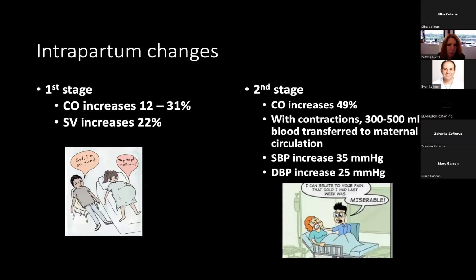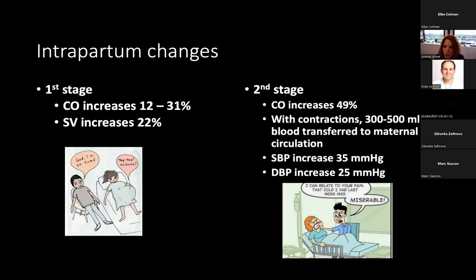In terms of the intrapartum changes, in the first stage of labor, which is getting up to full dilatation, the cardiac output increases by 12 to 31%. Stroke volume increases about 22%. And in the second stage, when somebody's pushing, the cardiac output increases to about 50%. With contractions, there's 300 to 500 milliliters of blood transferred to the maternal circulation. And the systolic and diastolic blood pressure also increased during the second stage.